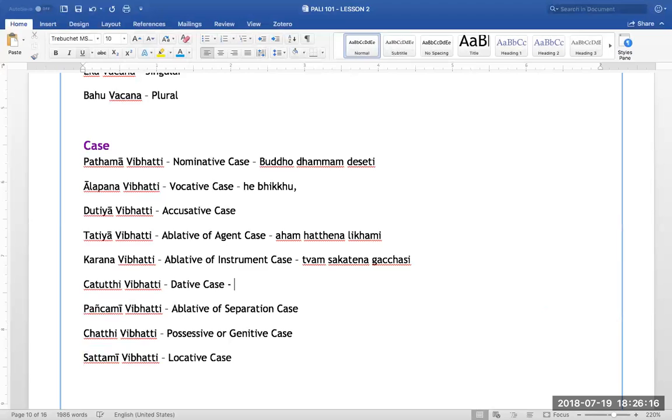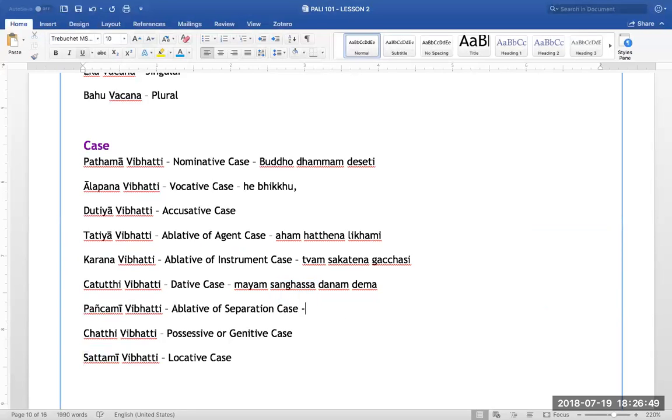And then when you offer something to somebody like Sanghasa Danang Dema, let's say Mayang Sanghasa Danang Dema. Sanghasa here. When you offer something or when you give something as a gift, we use Chatutti Vibhatti.